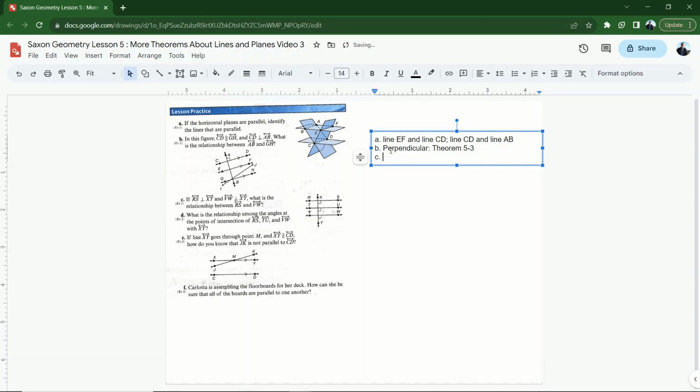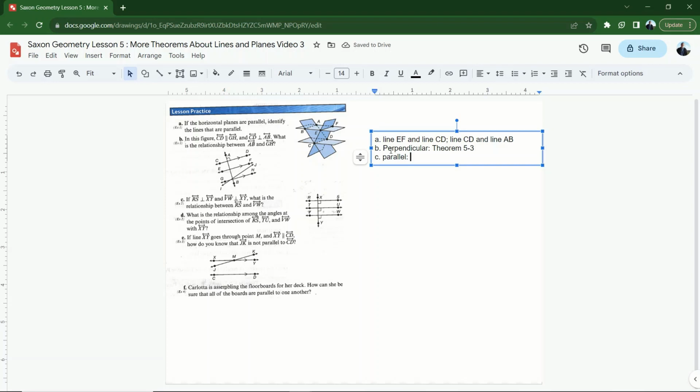In this one, if RS is perpendicular to XY and VW is perpendicular to XY, what is the relationship between RS and VW? So I have a line perpendicular to another line perpendicular to that same line. Well, I know just looking at it that those two are going to be parallel. Let me see if I can support that with a theorem, though.